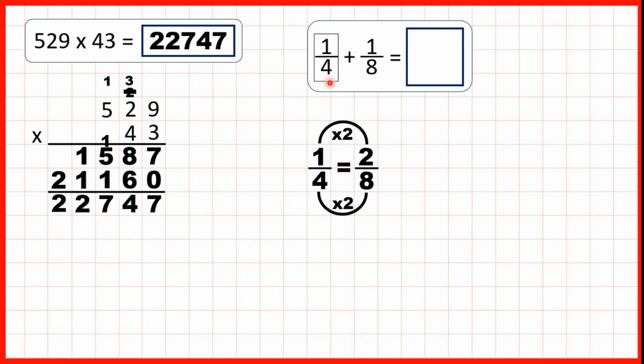Instead of 1/4 plus 1/8, we can write 2/8 plus 1/8, because 2/8, as we've seen here, is the same as 1/4. So now we're adding fractions with a common denominator. So we keep the denominator the same in our answer, and 2 plus 1 is 3. So our answer is 3/8.